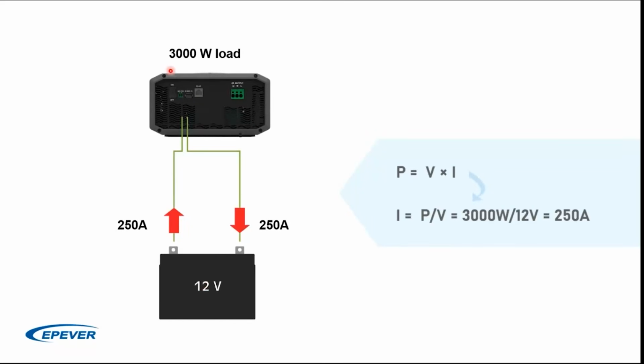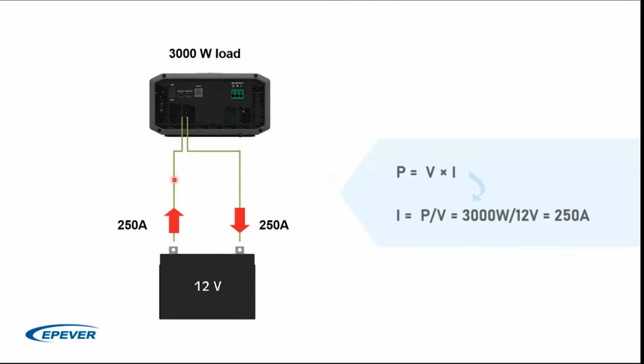So you can see that we have an inverter of 3,000 watts. Let's assume that it's working at its full load, so we have a 3,000 watt load in the system. And then we have a 12-volt battery. So what's happening? We will have 250 amperes of current in our system.